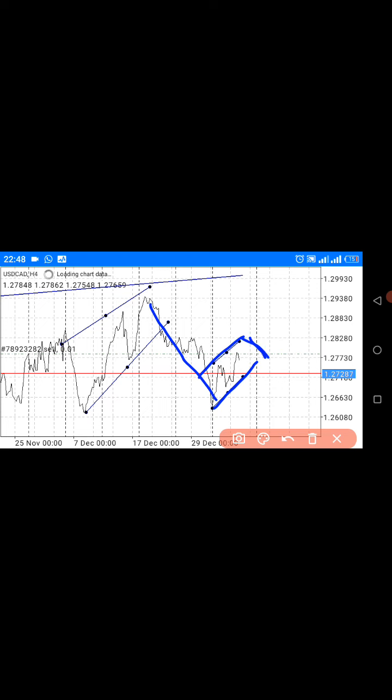Definitely this is a flag movement, so we are expecting a breakout here. We have an impulsive movement here and a corrective movement here, which form the flag pattern. Impulsive movement here, we have a corrective movement here, which form the pattern. So we have a flag pattern in the 4 hours. In the 1 hour we have an ascending pattern.